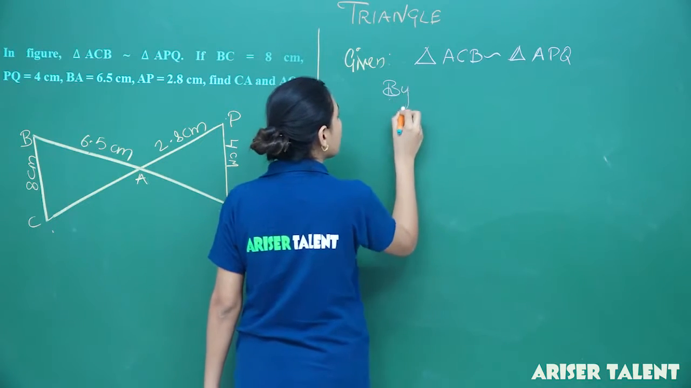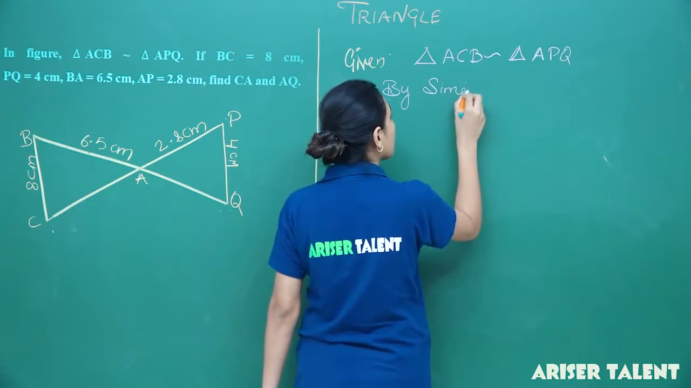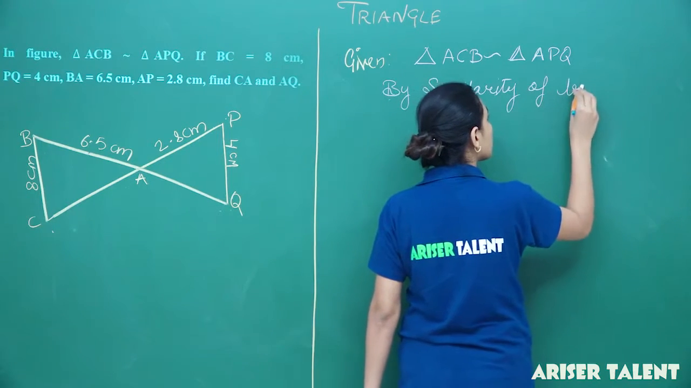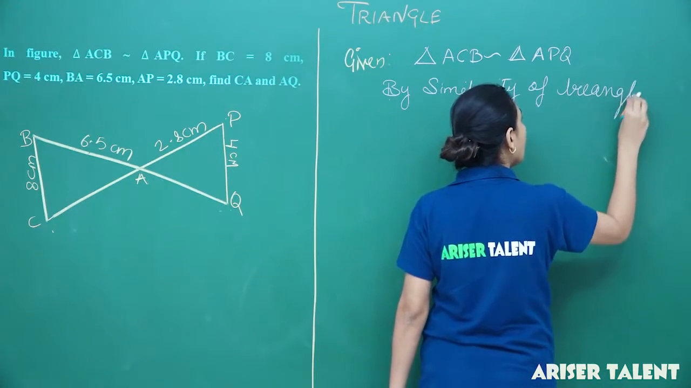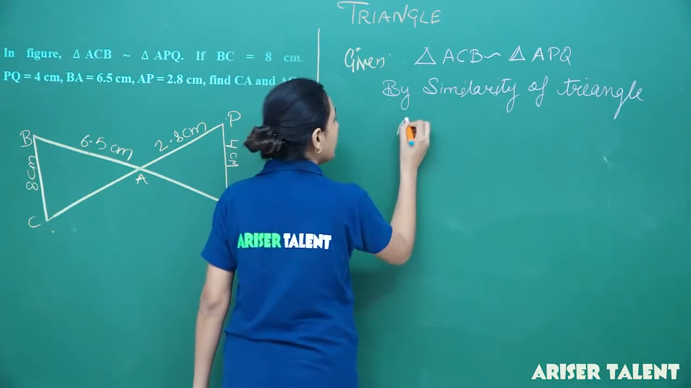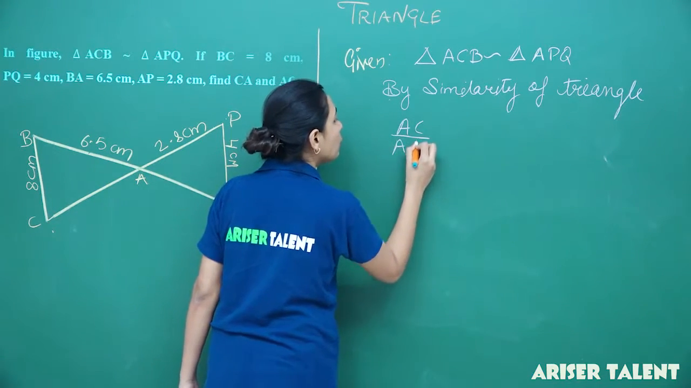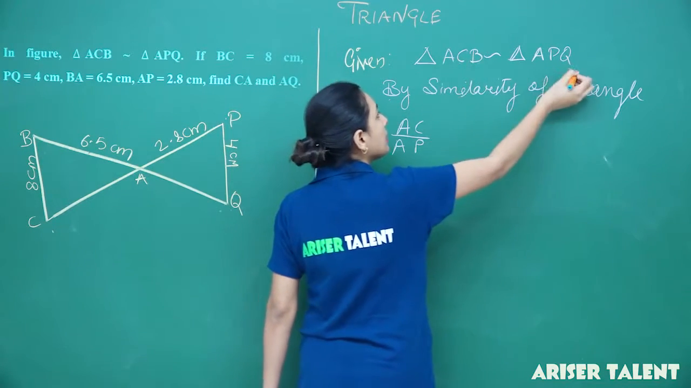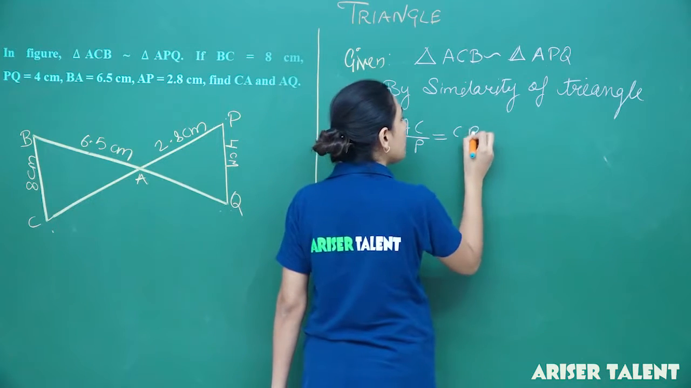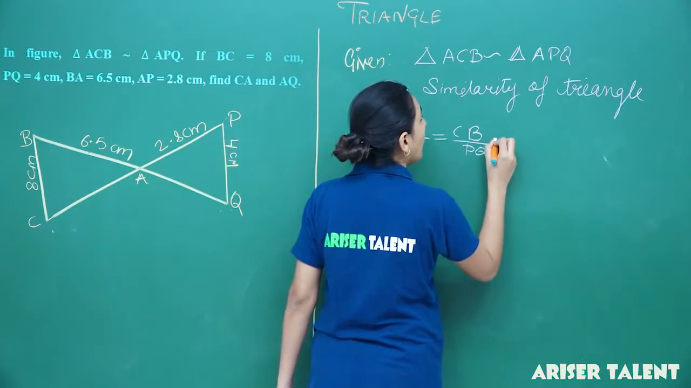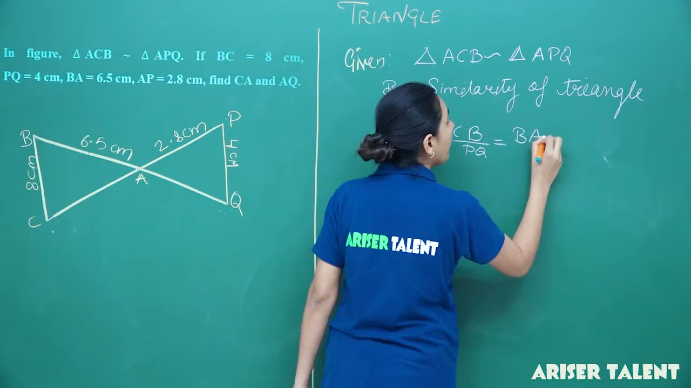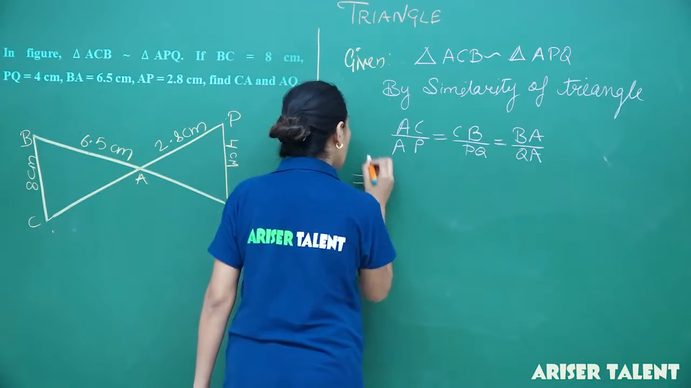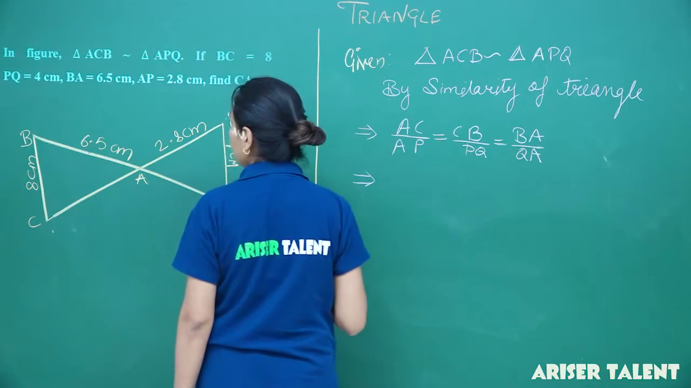By similarity of triangle, what we'll be having? We'll be having AC by AP. I have told you first two, then second, third, and third and first. Okay. CB by PQ, that will be equals to BA by QA. Okay students, now you just have to put the given values here.